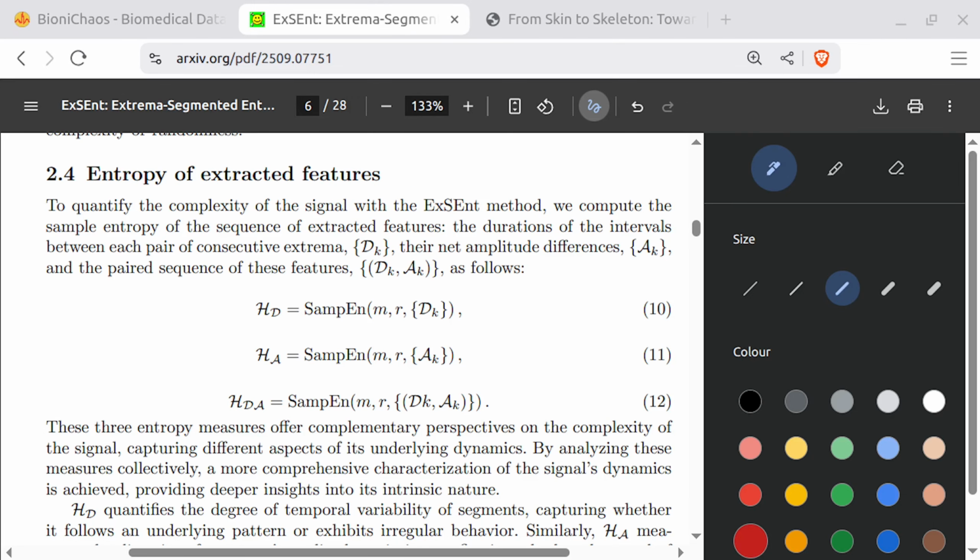Yeah, can you give me a plain language summary suitable for like a high school student? All right, for a high school student, this section explains how to measure the disorder or unpredictability of a signal using the ExSEnt method. We calculate three different measures of disorder. One for the segment durations, how long each part of the signal lasts. One for the amplitude differences, how much the signal changes, and a third one that combines both. By looking at all three, we get a better understanding of how the signal behaves, whether it follows a clear pattern or is more random.